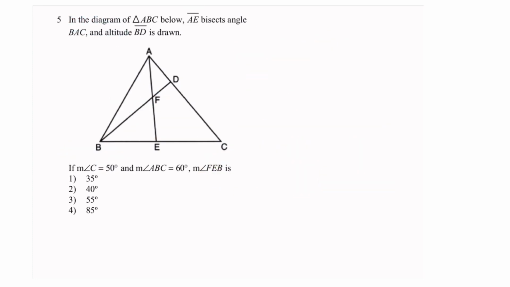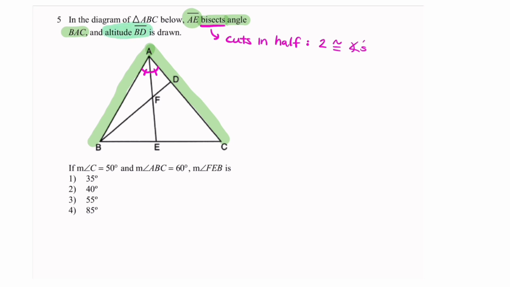Now in number 5, the diagram of triangle ABC below has AE bisects the angle BAC. So let's mark out where angle BAC is and mark that it bisects it, which really means that it cuts it into 2 equal angles. It cuts it in half. So we're going to mark those 2 angles as congruent with our choice of, here I'm just going to do a little arc with a hash mark in it.